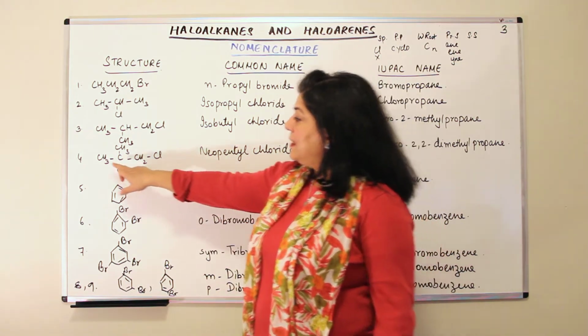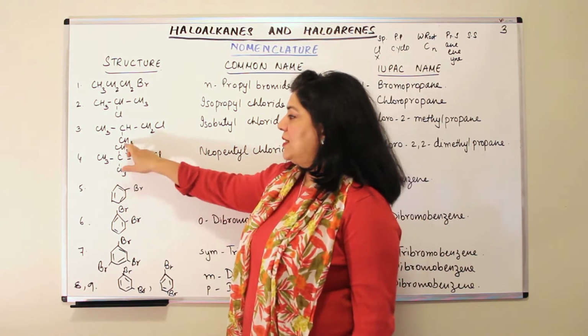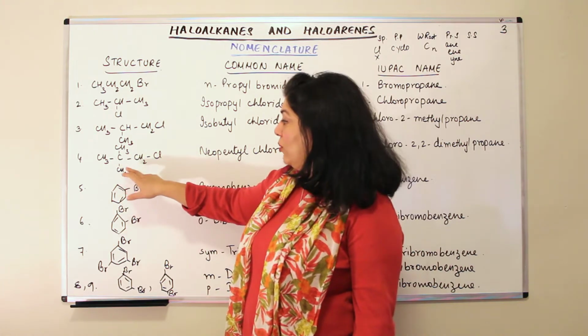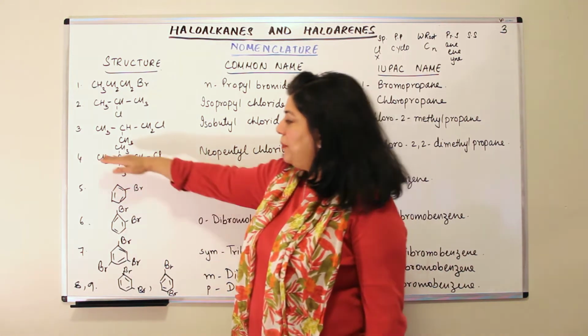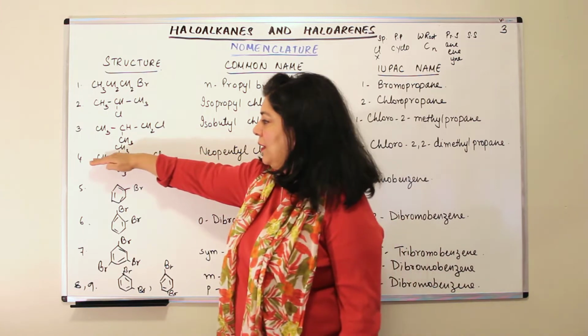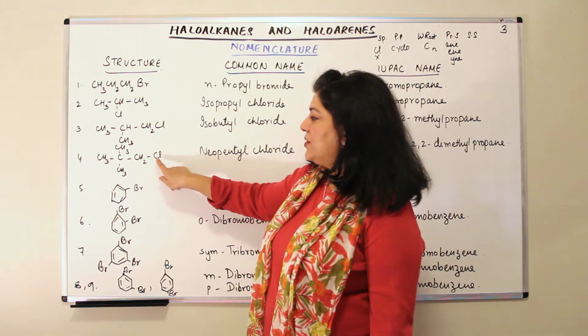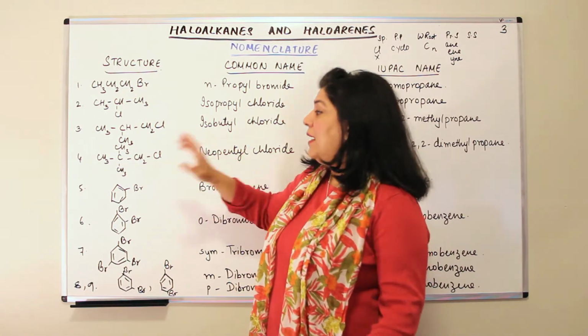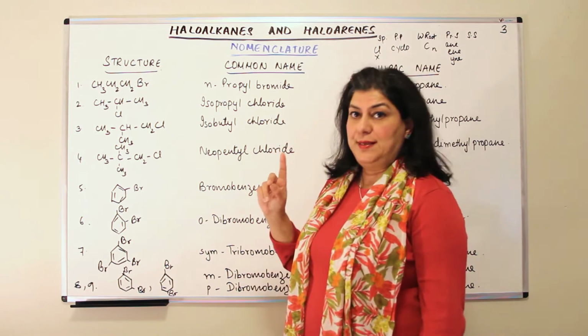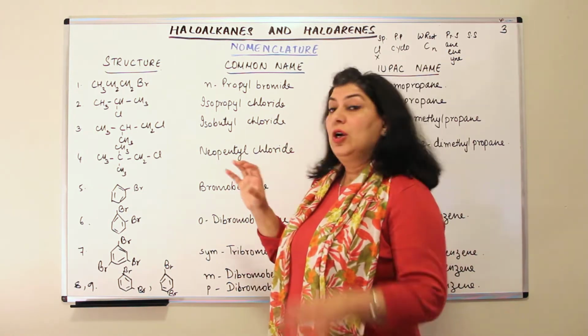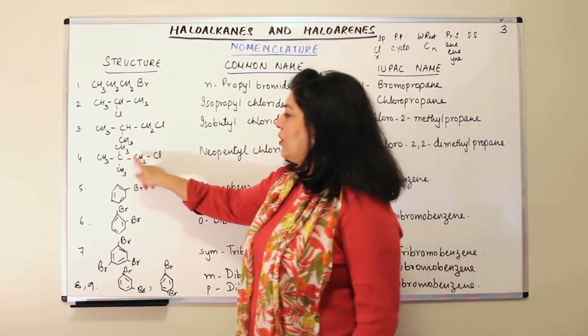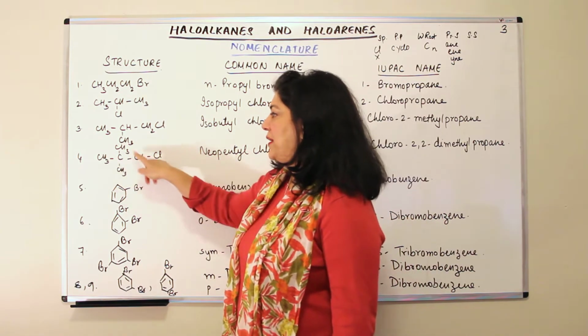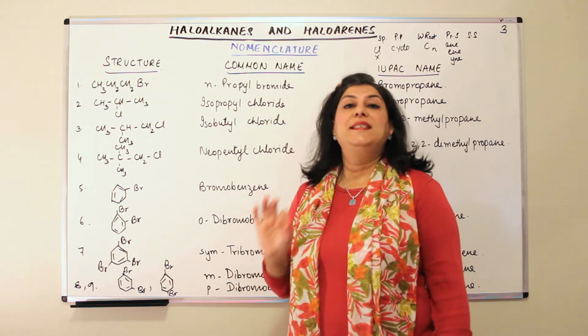Now this has CH3-C, 2 branches, CH3 and CH3 above and below it, then CH2, CH. So the main chain here is this one, right? And this would be treated as the first carbon because the chloro is attached to this. But that is the IUPAC nomenclature. Let us first talk of the common nomenclature. This has got 5 carbons, 1, 2, 3, 4, 5. So this is a pentyl group.